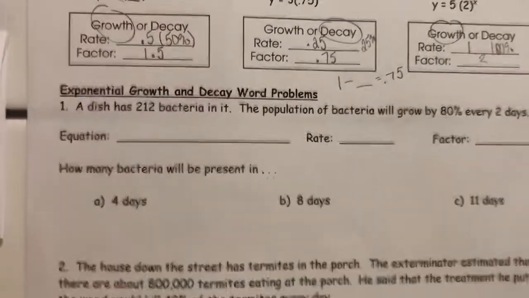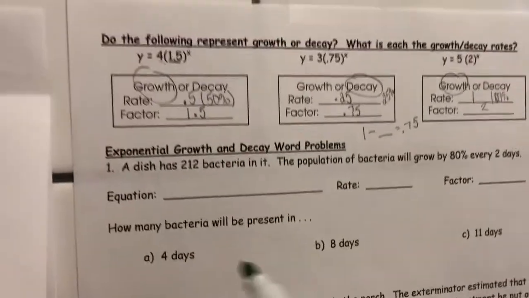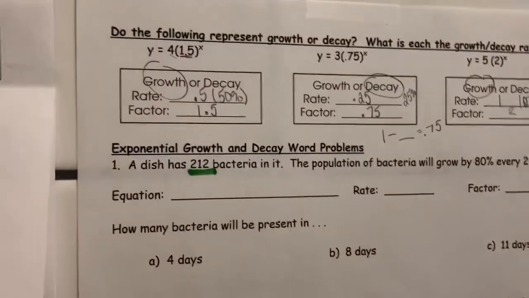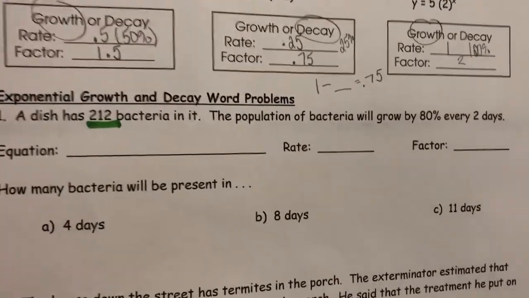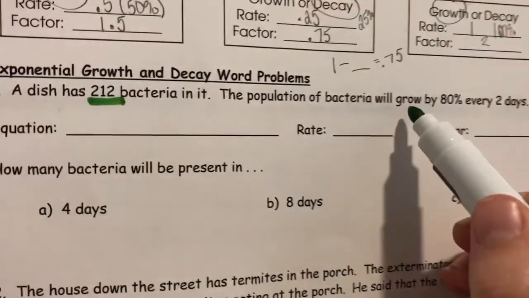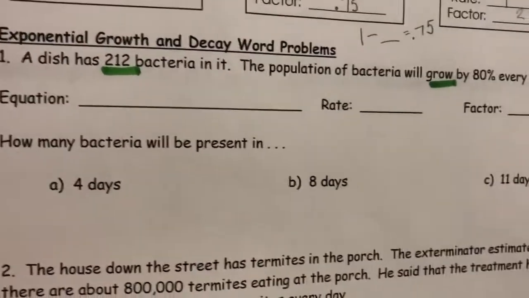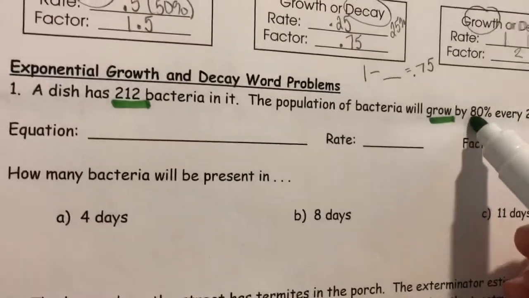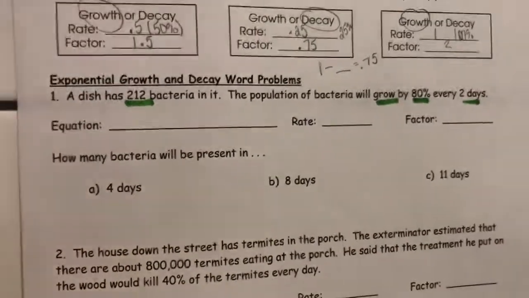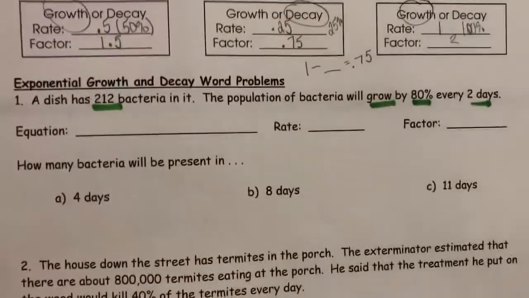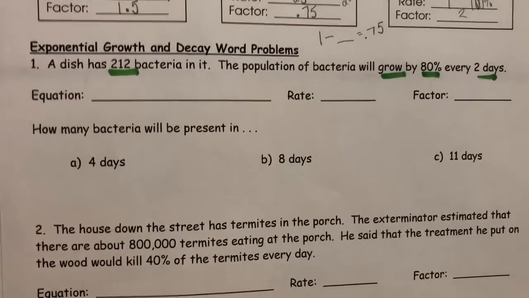So as always with word problems, I like to break it down before I even start. So I have a dish that has 212 bacteria in it. That's going to be my initial value. That's what I'm starting with. And it says the population of bacteria is growing. Grow is going to be a key word. It's going to be an exponential growth problem here. It's growing by 80%, and it's growing every 2 days. So you're going to want to underline all your important information so you have it right out in front of you. And we're going to go ahead and start to write our equation out.